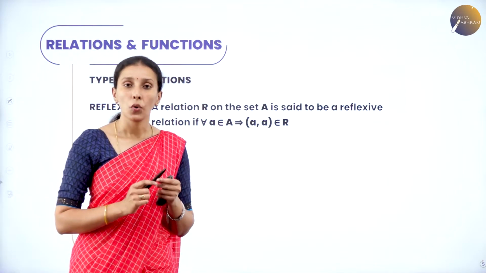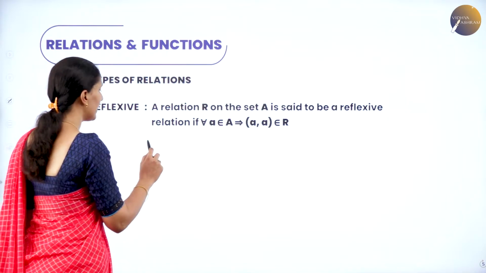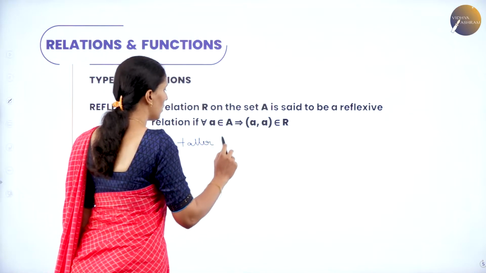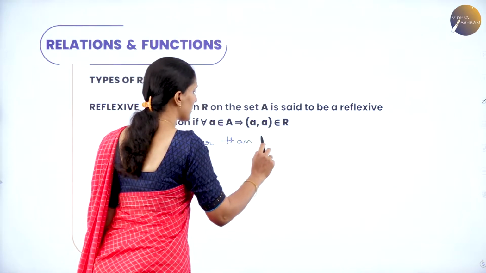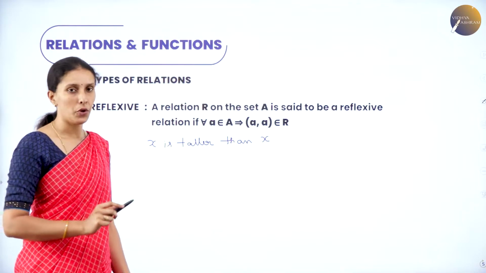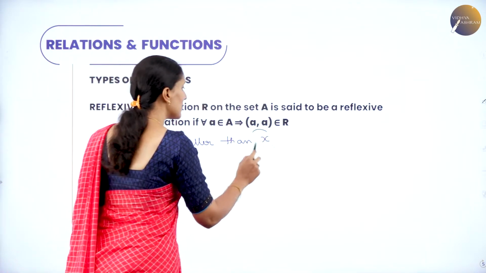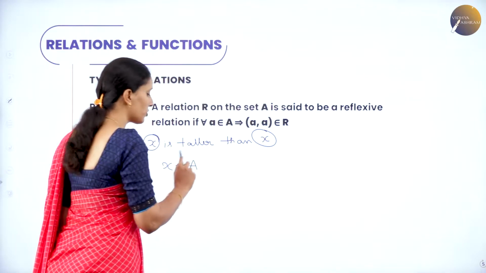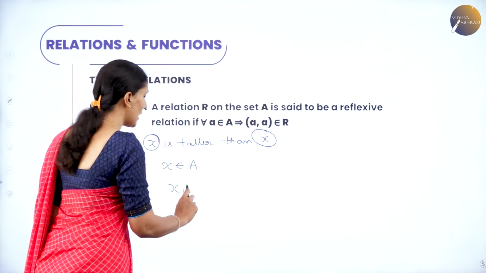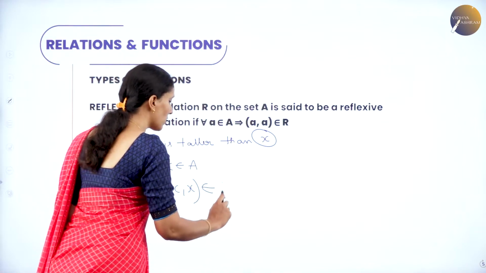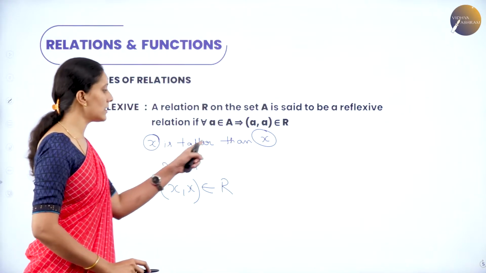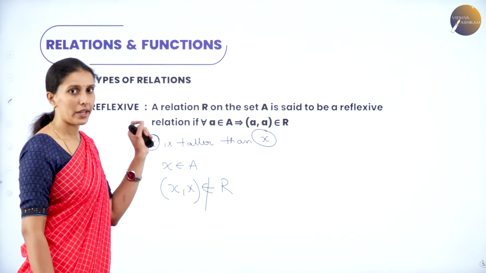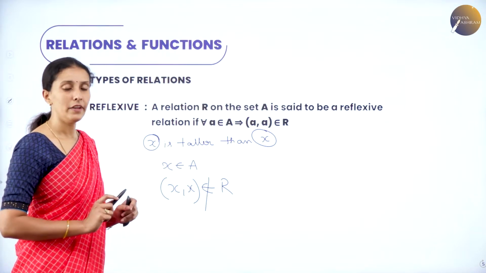Now, let me take one more example. I'll take the relation "X is taller than X". Is it possible? No. X is taller than X is not possible. That means suppose I have any element X which belongs to A, then (X, X) should belong to R. But here in this relation, it is not possible. Therefore, this is not an example of a reflexive relation.